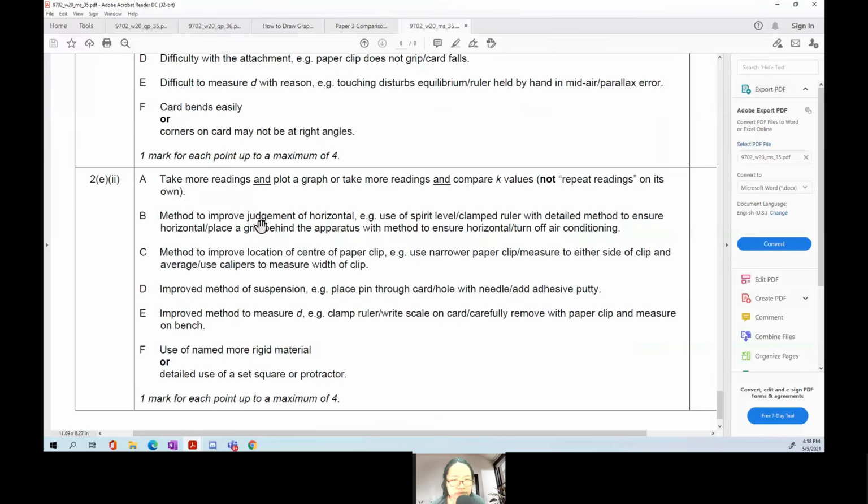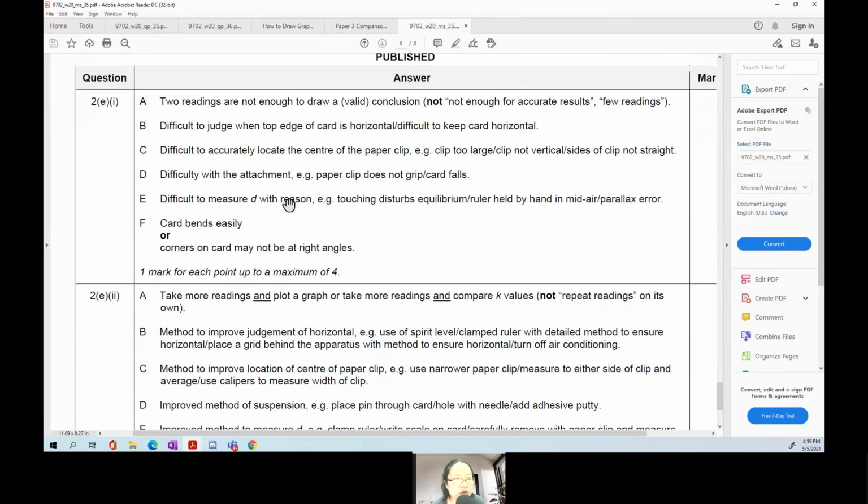So here, you can say difficult to accurately locate the center of the paper clip. Either the clip too large, clip not vertical, size of the clip not straight. Difficulty to attach because the card falls all the time. Difficulty to measure D. Why? Touching causes the card to move. Touching disturbs the equilibrium. Ruler held by hand in mid-air, and because of this, it causes parallax error. Try to not just write parallax error, always include some description. You can also say the card bends easily, corners on card may not be a right angle.